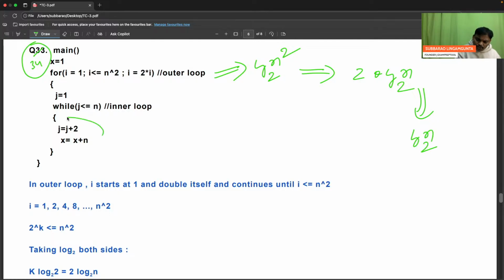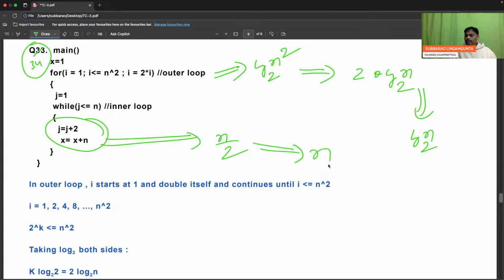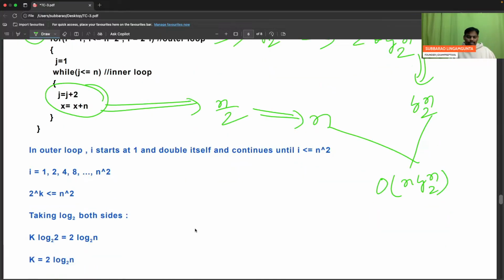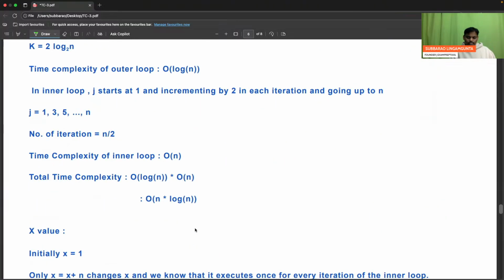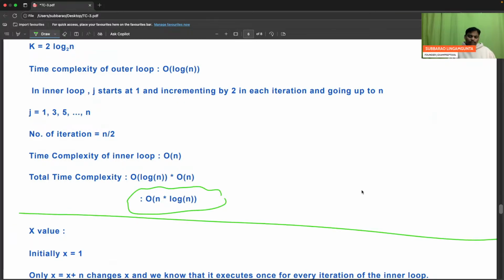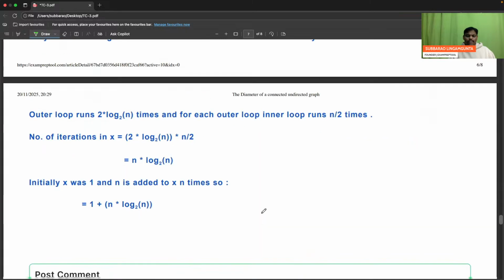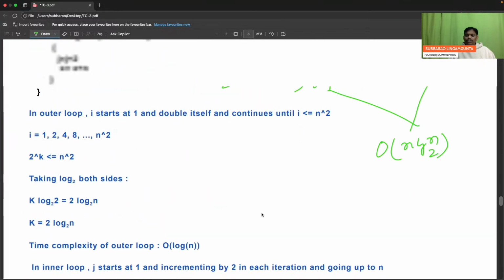The inner loop, if you observe, is always plus 2, n by 2. So n by 2 means n. The loops multiply, so the time complexity is n log n base 2. This is the time complexity: n log n base 2. The x value, you can verify yourself. It is not required because it is a time complexity story only.